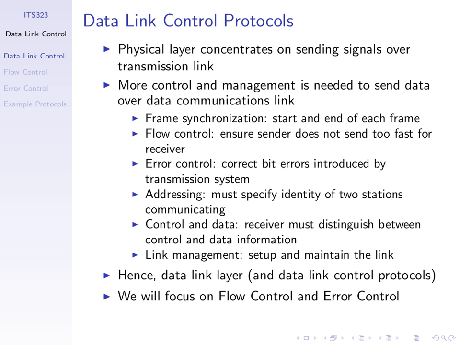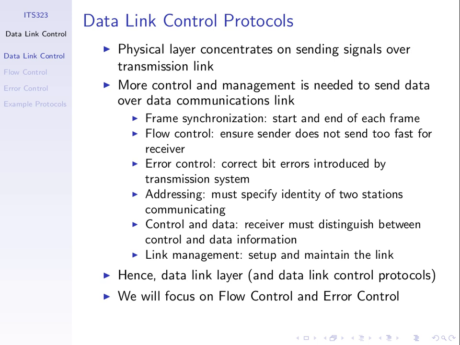Some of the issues that the data link layer has to deal with are, how do we know what is the start of a frame and what is the end of a frame? How do we define a frame? How long is it? How does the receiver know when an old frame finishes and a new frame starts? That is frame synchronization. We'll see some examples of frames, at least visually, as we go through some protocols. Flow control is what we're going to cover in this topic. So we'll explain that in a moment, in detail.